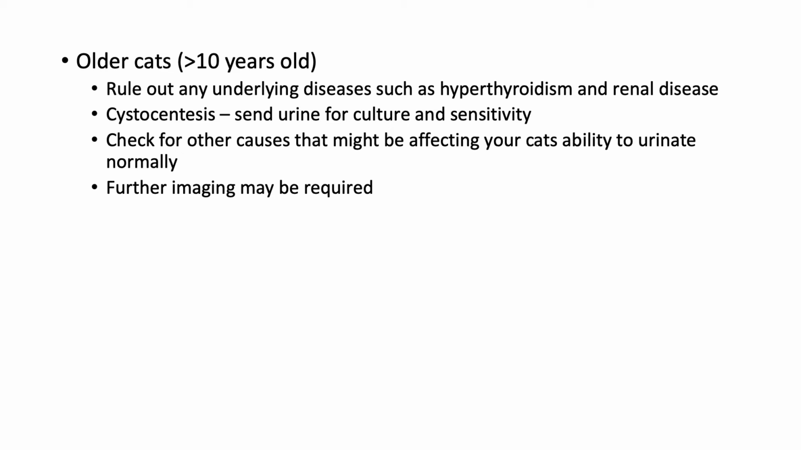In older cats, so this is cats over 10 years, we rule out any underlying diseases that could cause these signs or contribute to the cat having these signs. To do this, we need to take a blood sample. We also collect a urine sample directly from the bladder if your cat has a large enough bladder at the time. This is through cystocentesis, where we use a large needle to collect urine directly from the bladder. This isn't particularly painful for the cats, it's just like a small needle prick, and they usually tolerate it very well.